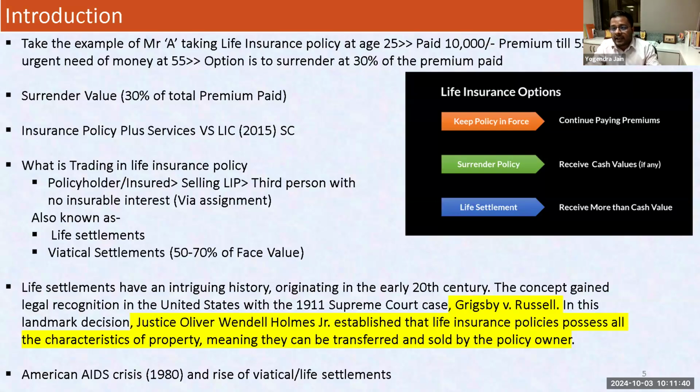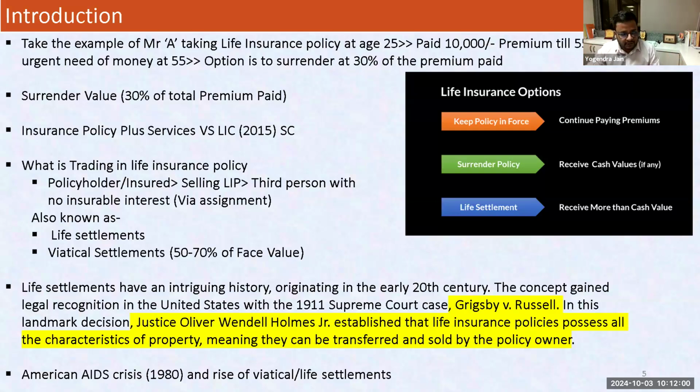And that is called assigning your life insurance policy to a person who does not have insurable interest in your life. So that is basically assignment of a life insurance policy without insurable interest. And that is what is not allowed in India and in Canada as of now. And this is where I'm saying that it should be allowed. But who will listen to me? I have to make sense.